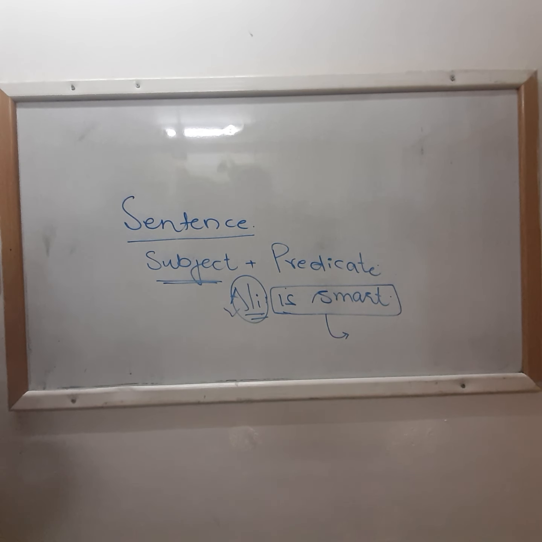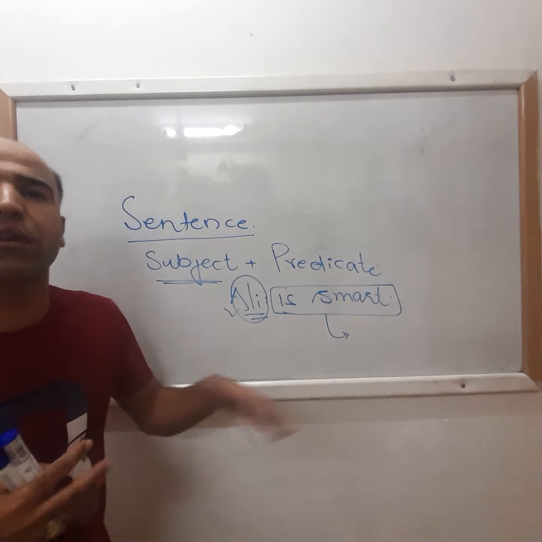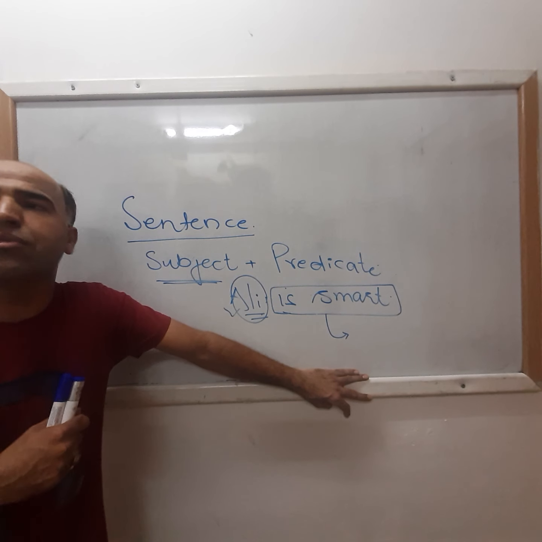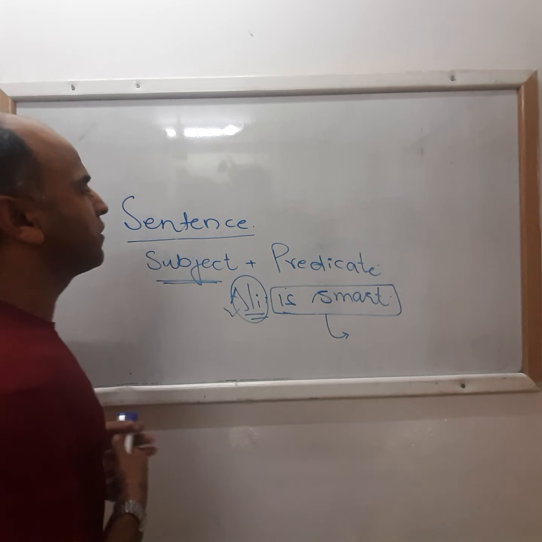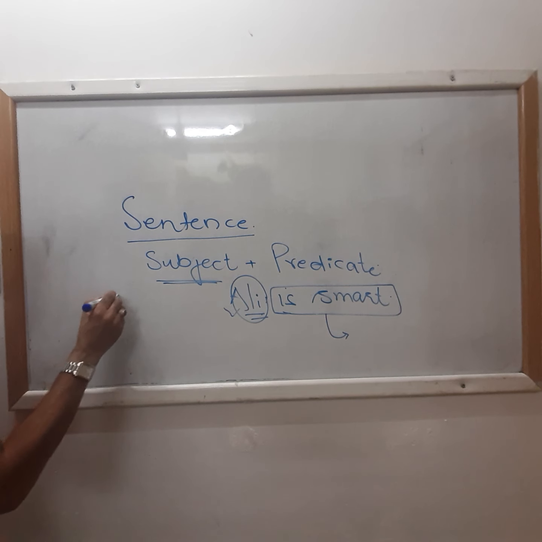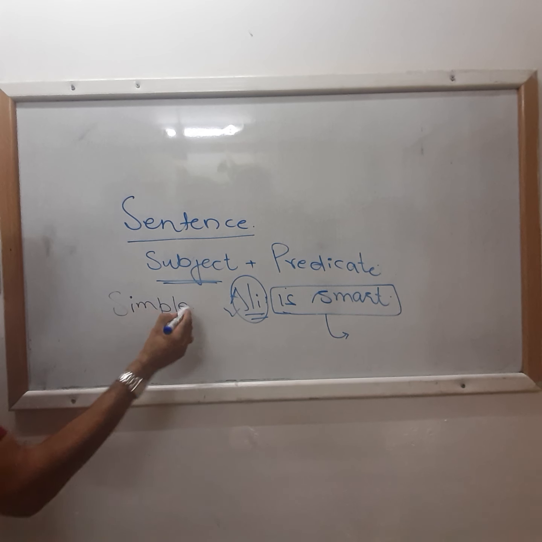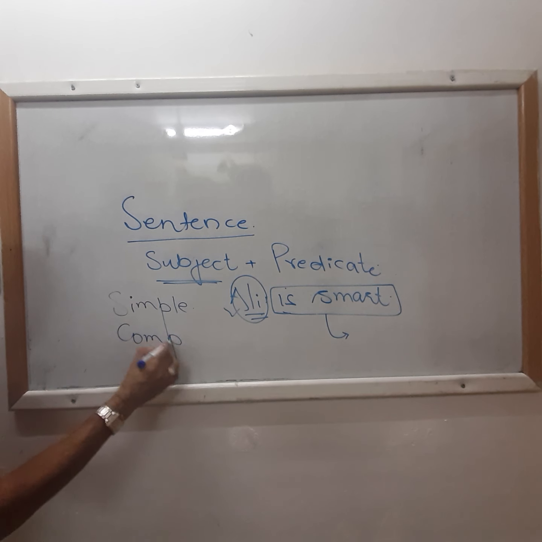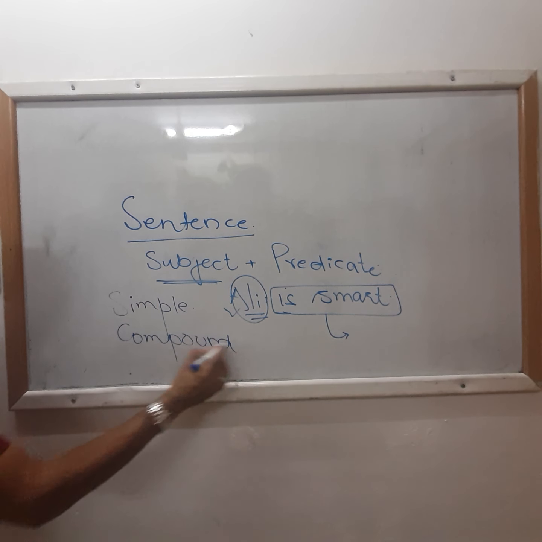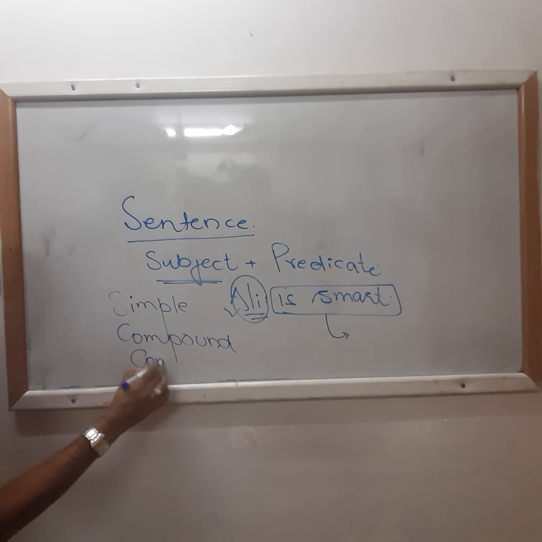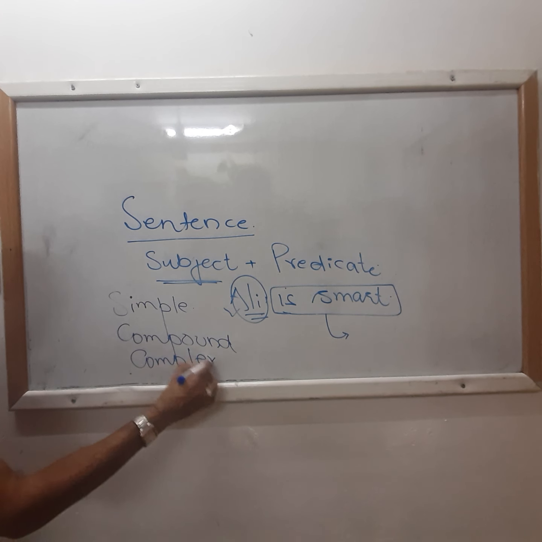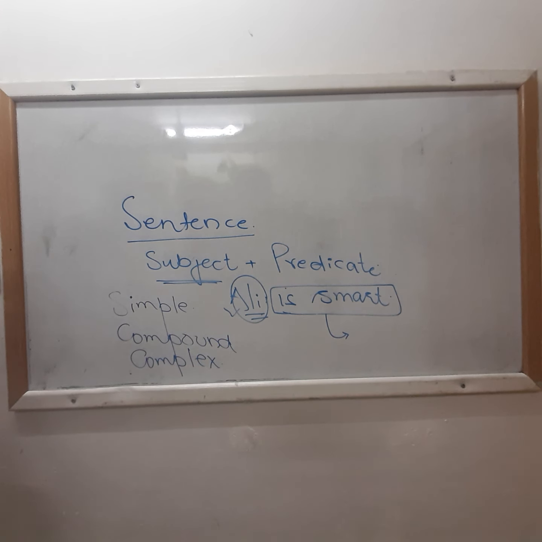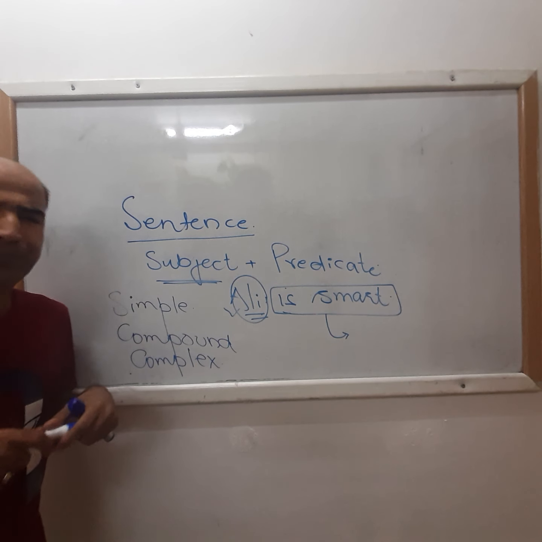As I've told you earlier at the outset of my lecture, there are three types of sentences. Number one, simple sentence. Structure wise, this is a simple sentence. The second one is compound sentence. And the third one is complex sentence.